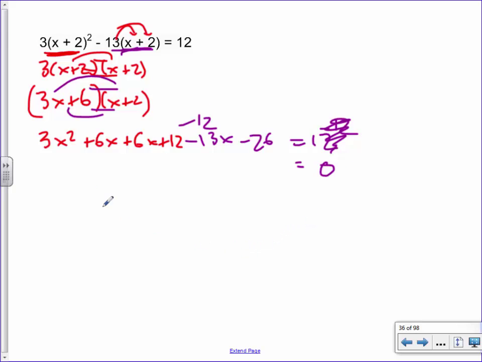Okay, let's combine like terms. We've got a 3x squared. That's this guy right here. In terms of x's, 6 and 6 is 12. Minus 13 is negative 1. And then in terms of our numbers, our constant terms, here there's a plus 12. Here I subtracted the 12, that kind of evens it out, right? And then there's a minus 26. Is everyone able to follow up to that point?